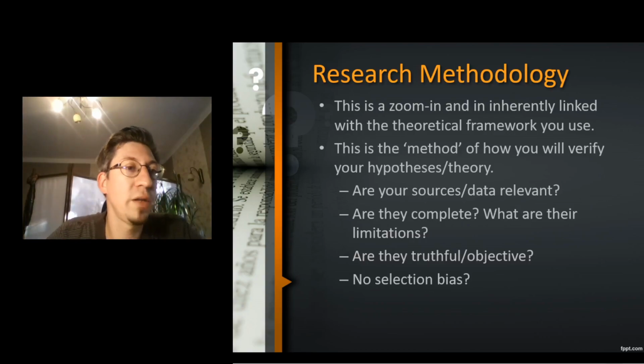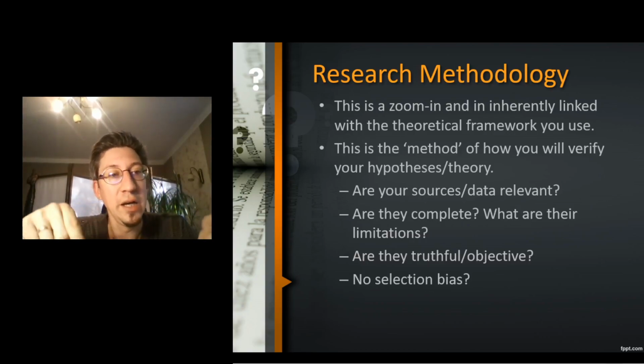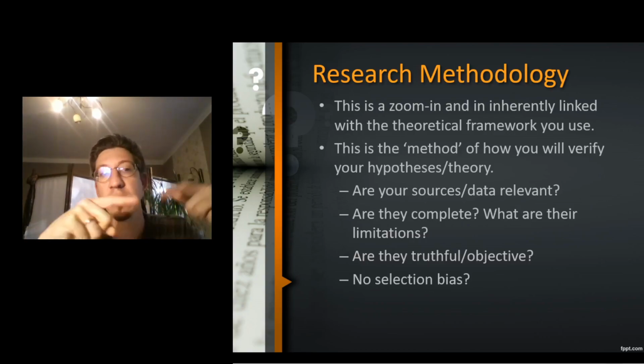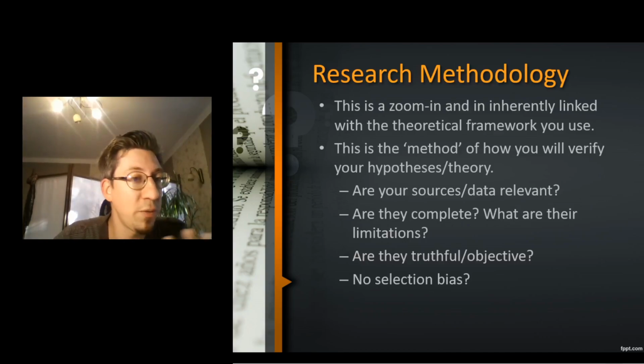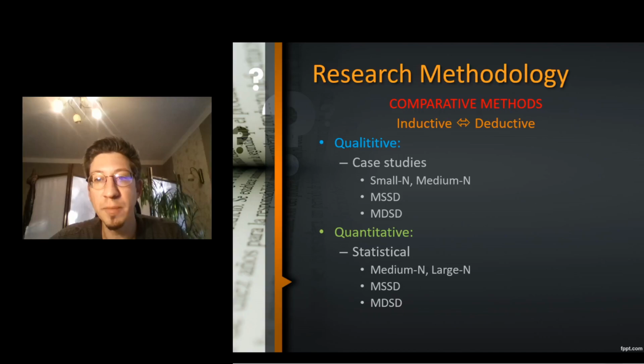And then, no selection bias in the data. Did you choose the data in order to fit your research, and because of that you come to the right conclusions? When you choose cases, for instance, and you only have a limited amount of cases, do they match what you're already trying to prove? Or do you actually choose cases that challenge what you're trying to prove? So this is also very important. You have different ways of dealing with that. I'm going to give you some examples.